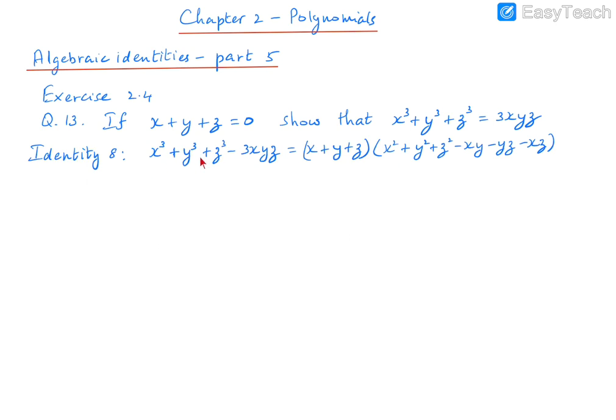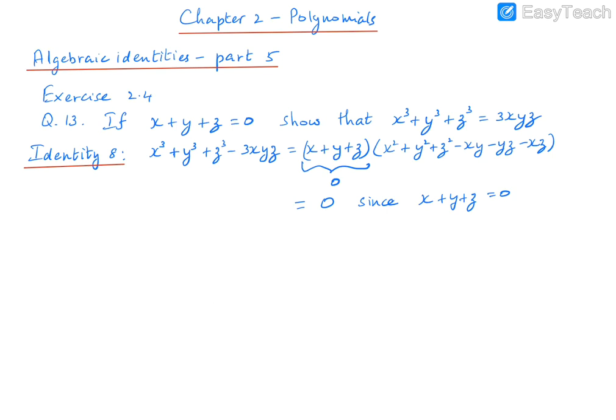So we now have written down identity number 8, which is giving that x cubed plus y cubed plus z cubed minus 3xyz is equal to x plus y plus z multiplied with x squared plus y squared plus z squared minus xy minus yz minus xz. Now, since we are given that x plus y plus z equals 0, that means this first term here is 0. So 0 multiplied with anything is 0. So the right hand side completely becomes 0, since we are given that x plus y plus z equals 0.